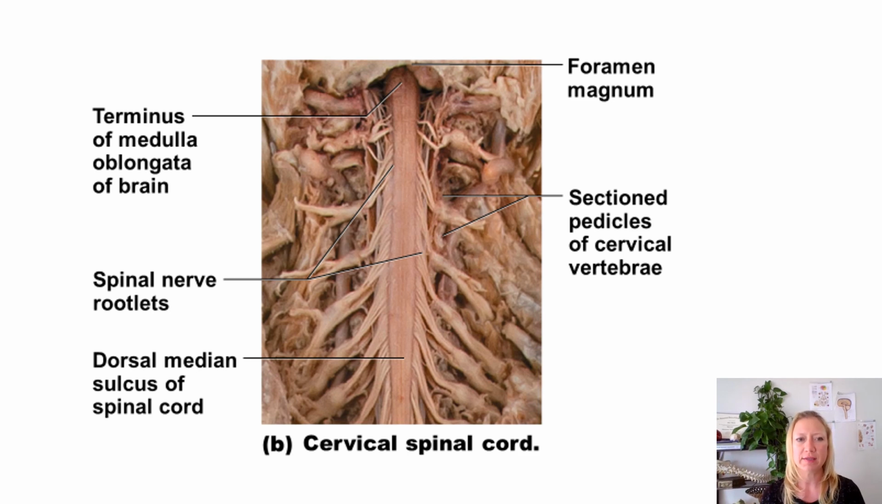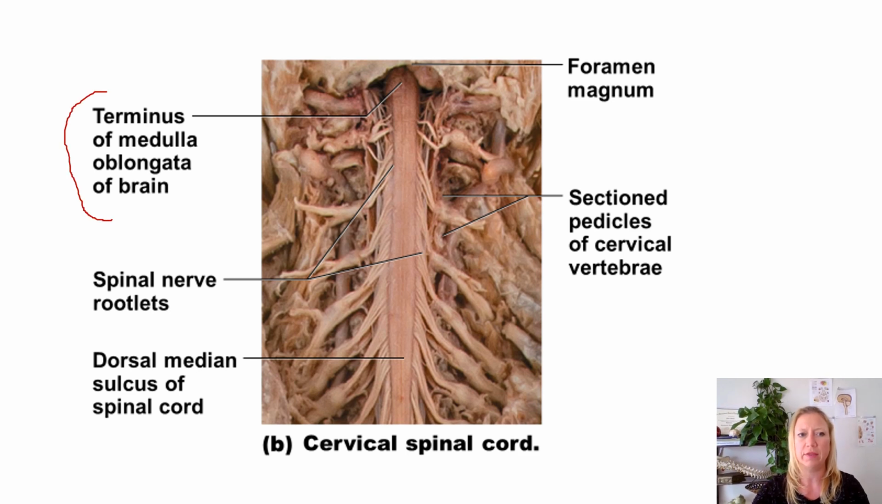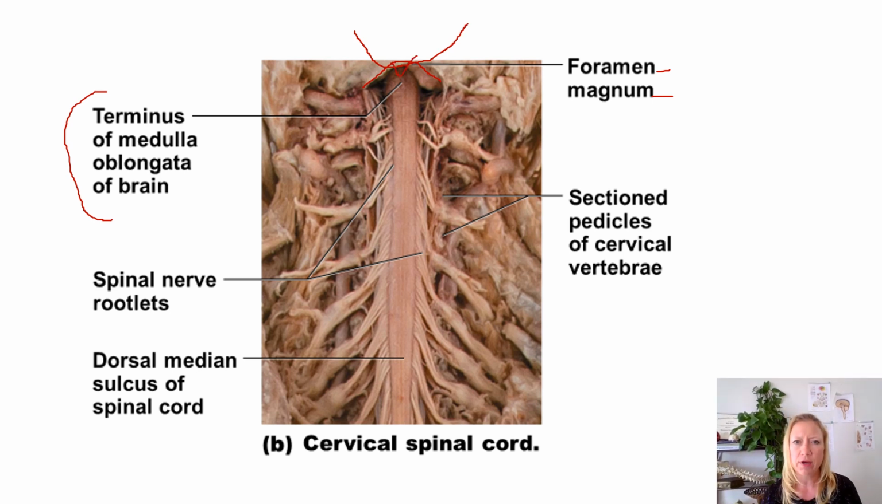Nice picture of this, so we can see, I'll take my marker here, the termination of the medulla oblongata. So remember our brainstem: medulla, pons, midbrain. We have our foramen magnum right here, or magnum, big hole, where the cerebellum would be up here, and hopefully the tonsils don't herniate down into that area, right?